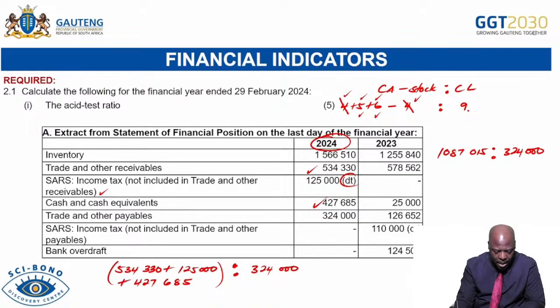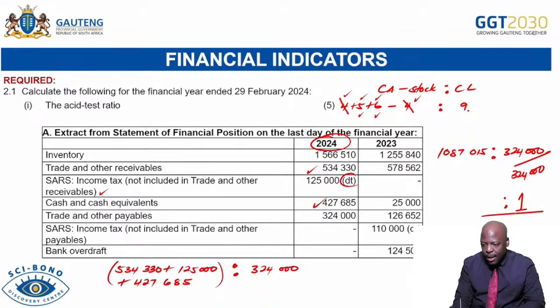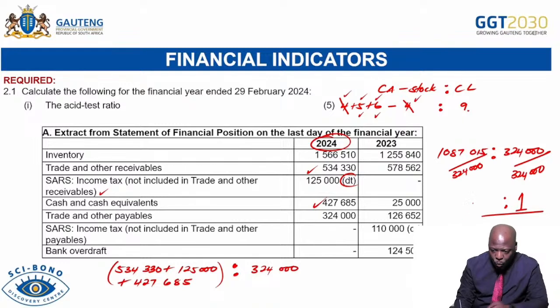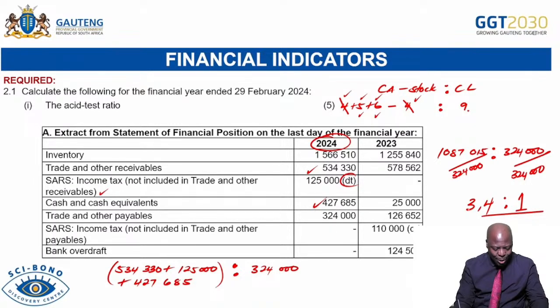Okay, so remember with the ratios, your answer has to be as to 1. That means I'm going to take this and divide it by 324,000. Here I end up with 1. Then I do the same here again. I divide by 324,000. That's how I get my answer, which is 3.4. So the answer therefore becomes 3.4 to 1 on my acid test ratio.